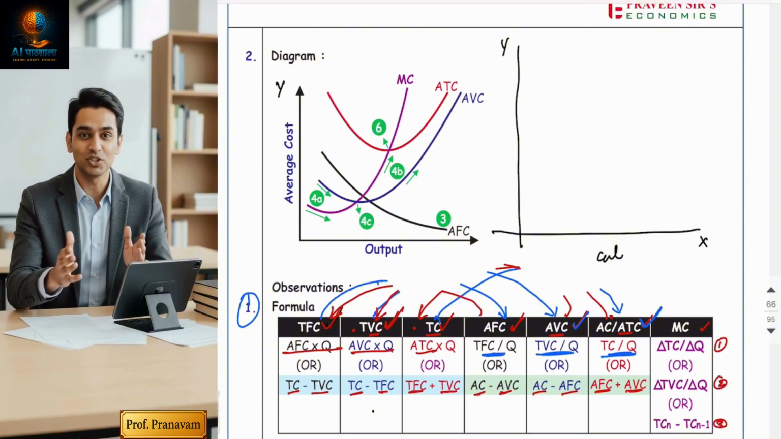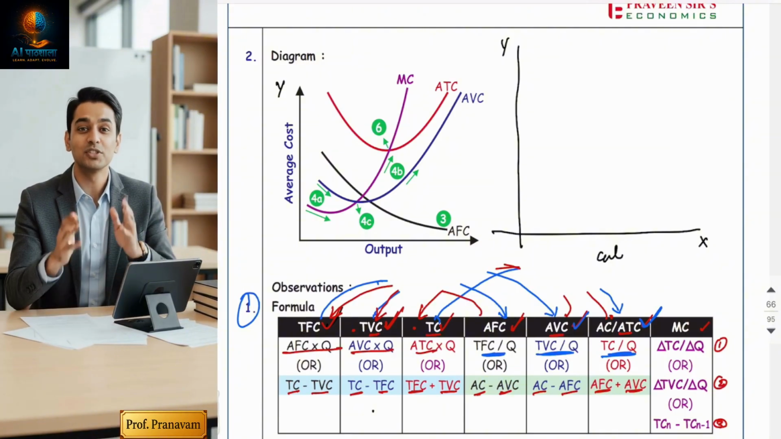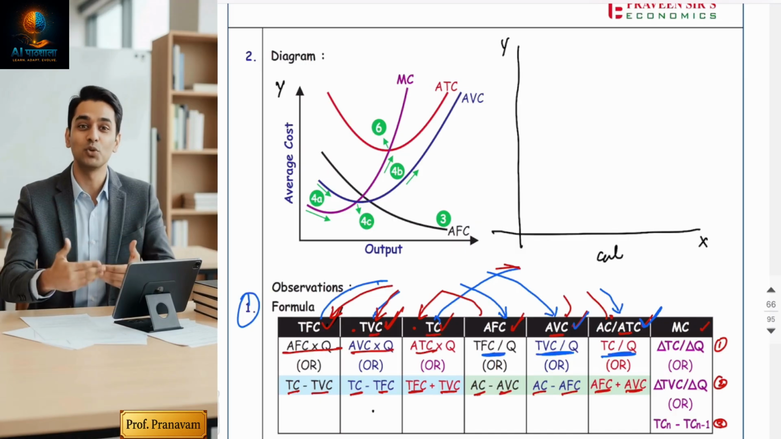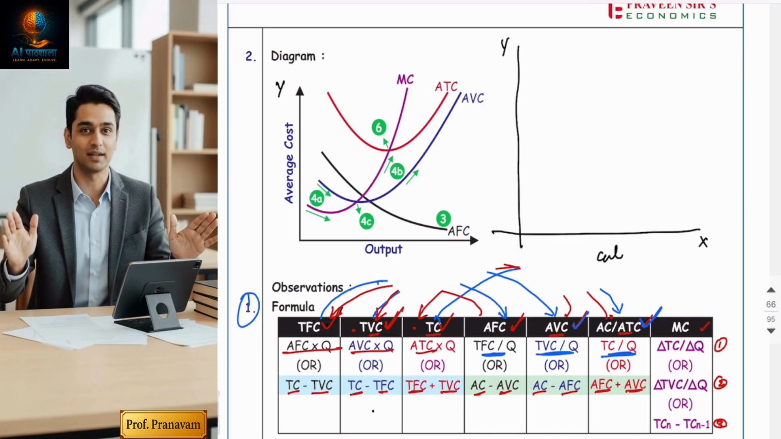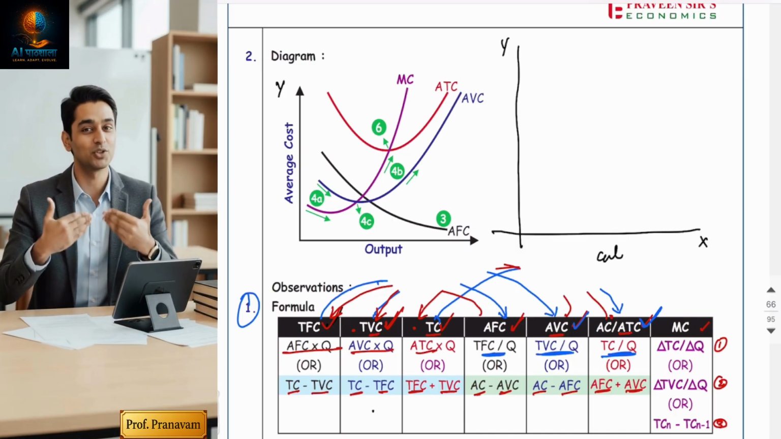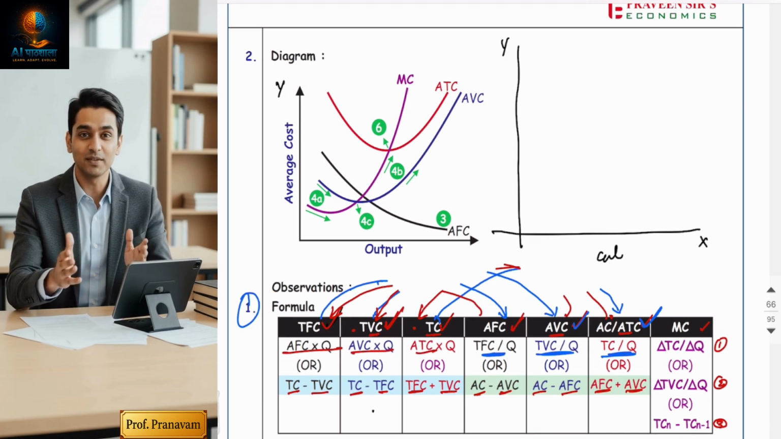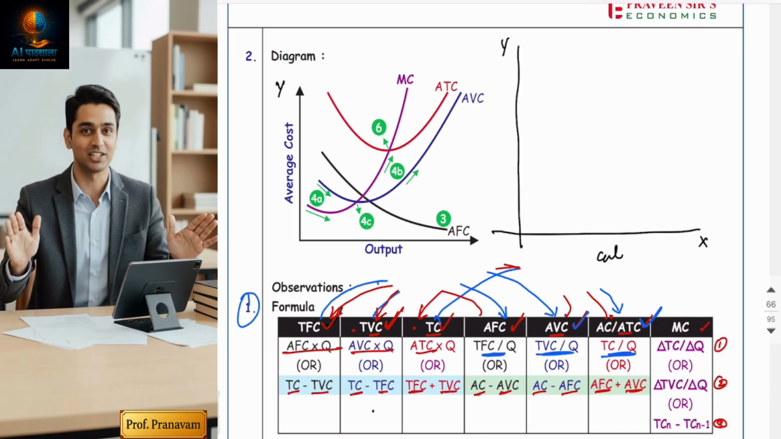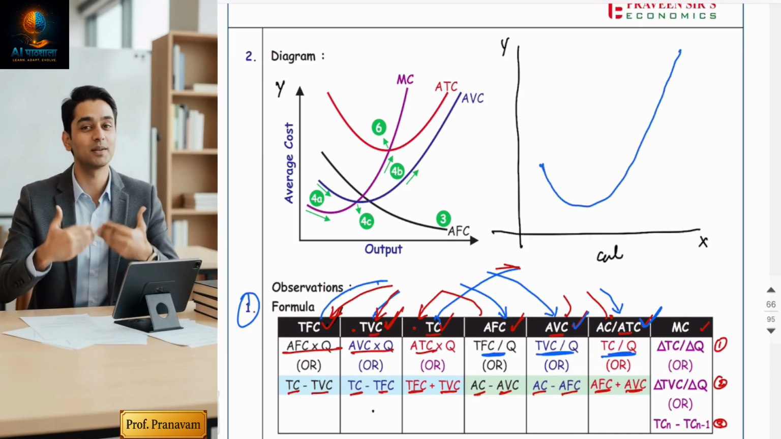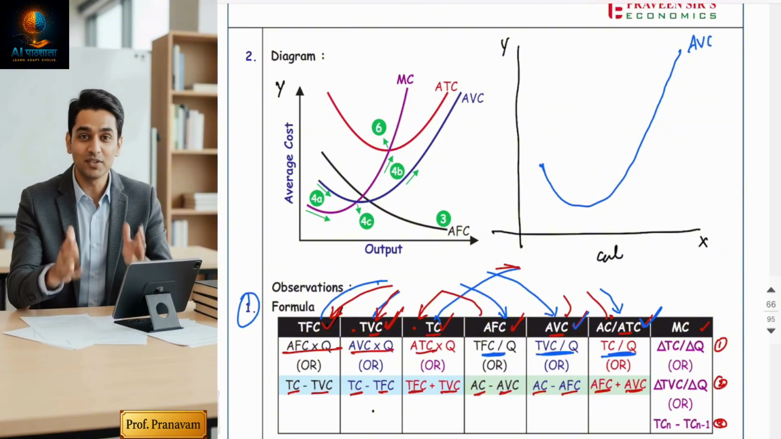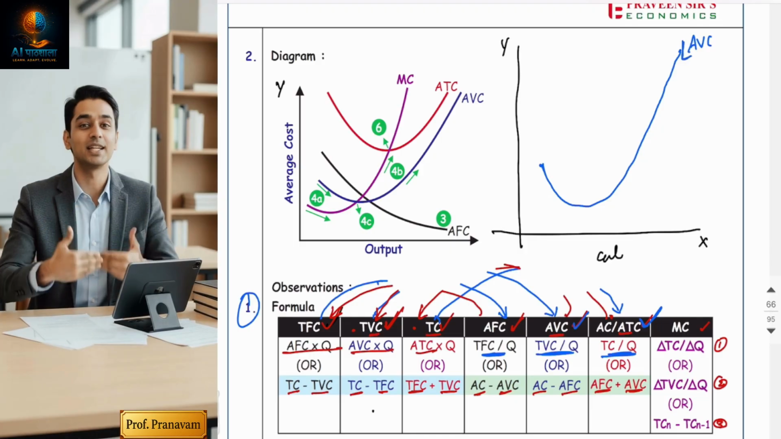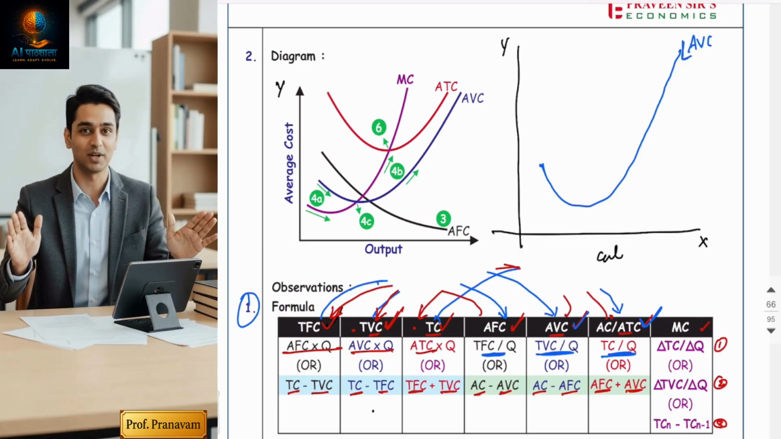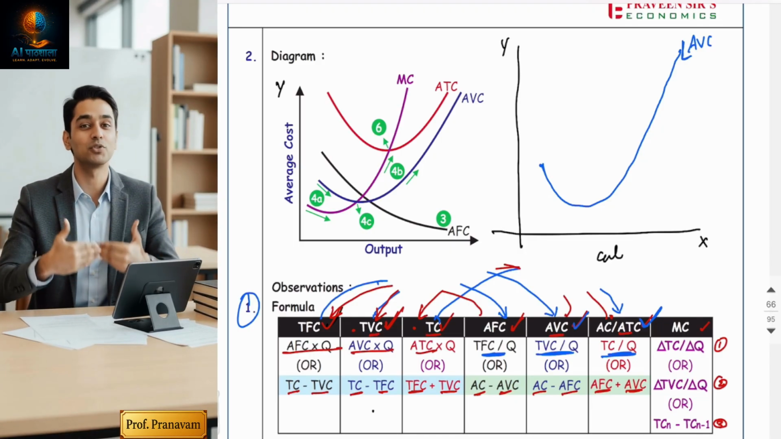Let's compare. First cost is average fixed cost. You tell me, in the long run will fixed cost be there? No, fixed costs are not there. So this black downward sloping line will not be there. Now, average variable cost. Will average variable cost be there in the long run? Yes, because in the long run all the costs are variable. So this is your average variable cost. Same curve, the shapes are the same. I'm going to write LAVC, which means long run average variable cost curve.